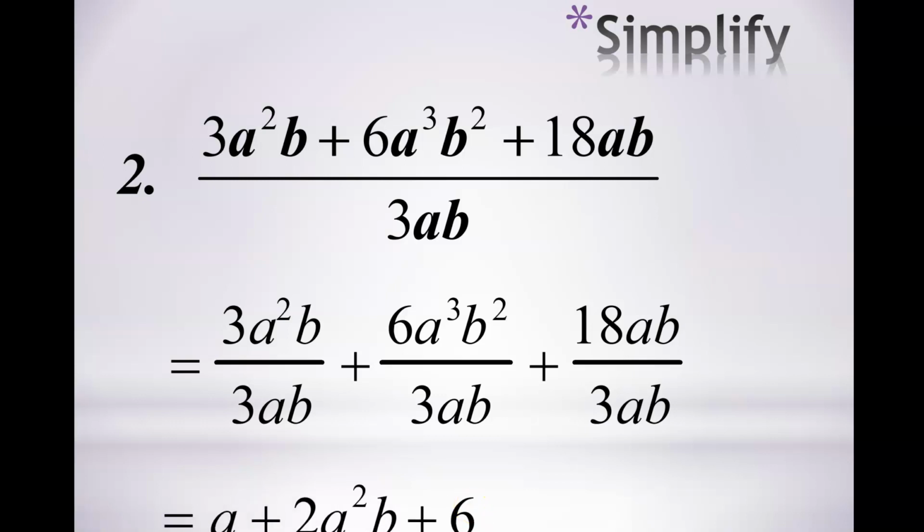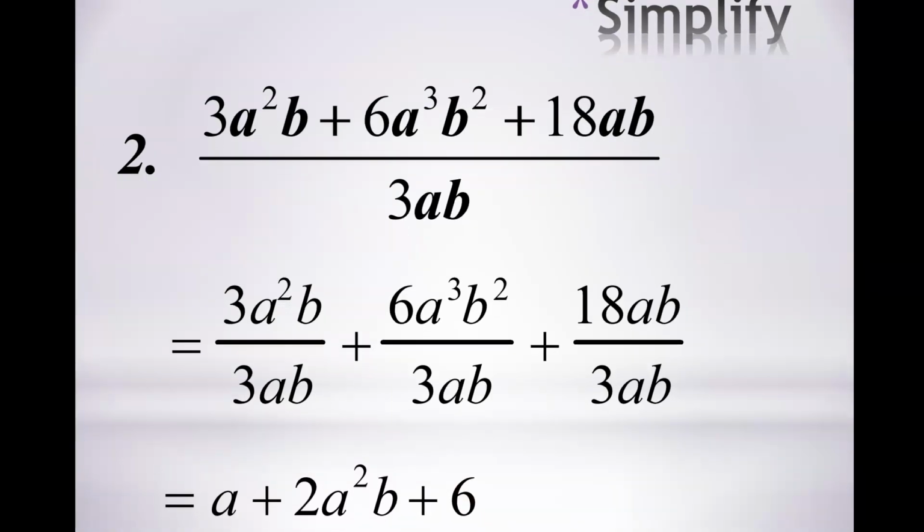So once again, taking 3 divided by 3, we get 1. A squared over a gives a. B over b gives 1. 6 divided by 3 is 2. A cubed over a is a squared. B squared over b is b. 18 divided by 3 is 6. And a over a, b over b both cancel. So again, anytime you have the same thing on top and bottom, they are going to cancel.